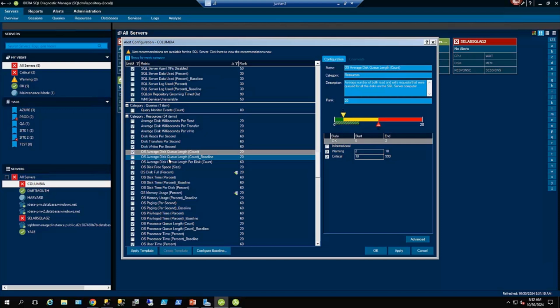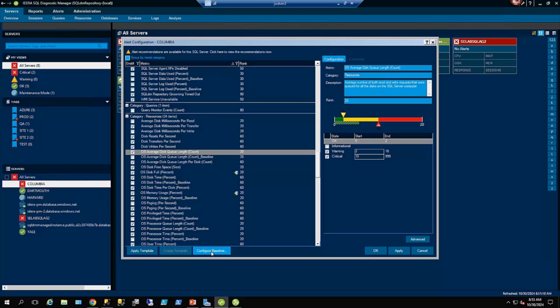How we determine what's normal on your SQL instance is we use the baseline utility, which I'll show you in a second here. Prior to that, though, when you're looking at a metric, so again, I'm looking at OS average disk queue length by count, you can actually see a graphical representation of your baseline statistic for that metric on this server. And that gives you a way of adjusting the metrics based on how that server uses and consumes resources.